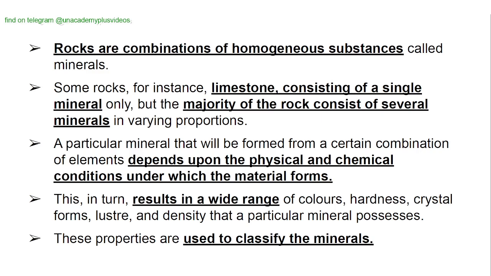A particular mineral that will be formed from a certain combination of elements depends upon the physical and chemical conditions under which the material forms. This in turn results in a wide range of colors, hardness, crystal forms, luster, and density that a particular mineral possesses. These properties are used to classify the minerals.